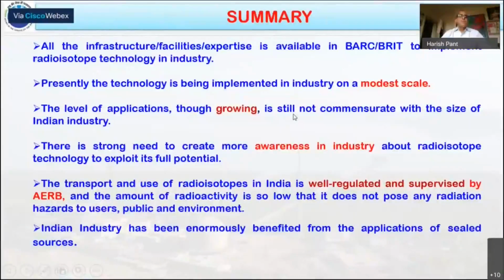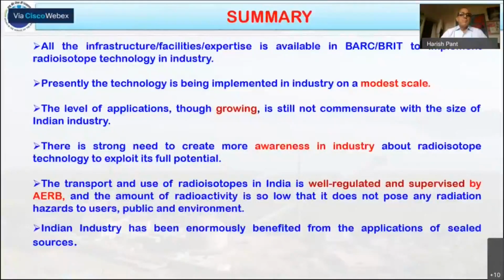So in summary, I would like to say that BARC or Board of Radiation and Isotope Technology, they have all the infrastructure to carry out these kinds of sealed source applications in industry. And presently, I will say that these techniques are used only at a very modest scale. So there is a very strong need to create that awareness and to make these techniques popularized. The level of application is growing, but it's still not commensurate with the size of the Indian industry. Indian industry is a very, very big industry.